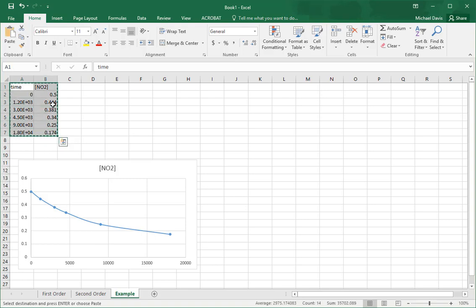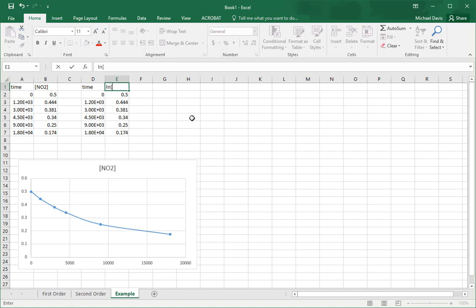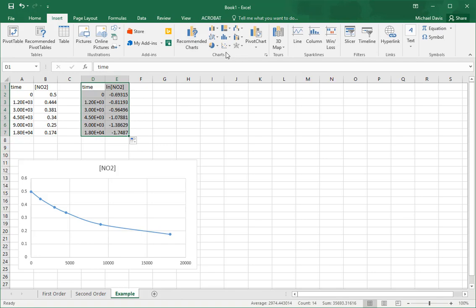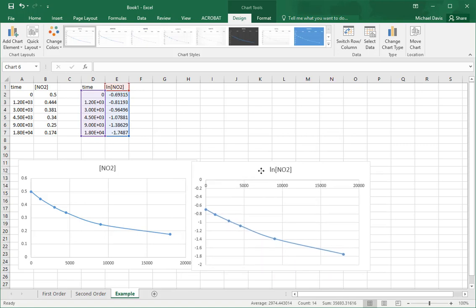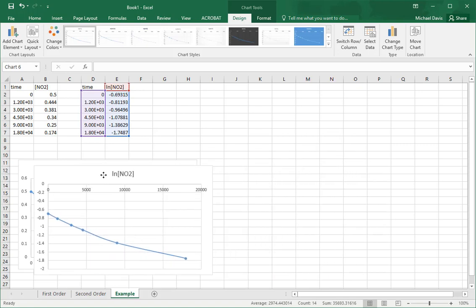So I'll copy this and move it over here. And instead of plotting time and concentration, I'm going to plot the time and the natural log of concentration. So the natural log of NO2, making this cell equal to the natural log of this cell, end parentheses. Okay, and I get the natural log there. So I'm going to move this down, get the natural log of all these, and then again I'm going to highlight these and make a plot and see. And what I see is something that still looks a bit like a curve. So I'm not fully convinced that this is first order.